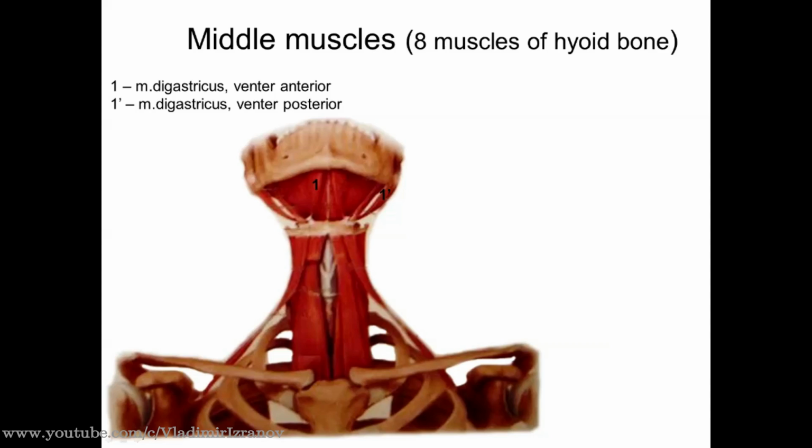Okay, now we continue. The number 2 is musculus stylohyoidus. Here it is. Number 2 is located very closely to the venter posterior of musculus digastricus.